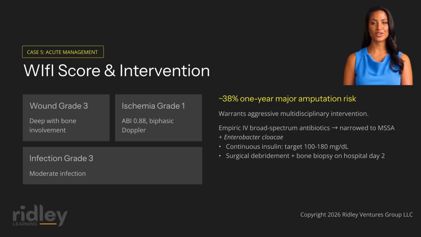The persistent unresolved inflammation characteristic of the diabetic wound environment, driven by hyperglycemia-mediated cellular dysfunction, defective white cell function, and biofilm involvement, demands aggressive infection control alongside metabolic optimization. Surgical debridement is performed on hospital day 2, with sharp excision of all necrotic tissue, wound bed curettage, and bone biopsy for histopathological confirmation of osteomyelitis. Culture results reveal methicillin-sensitive Staphylococcus aureus and Enterobacter cloacae, and antibiotics are narrowed accordingly.